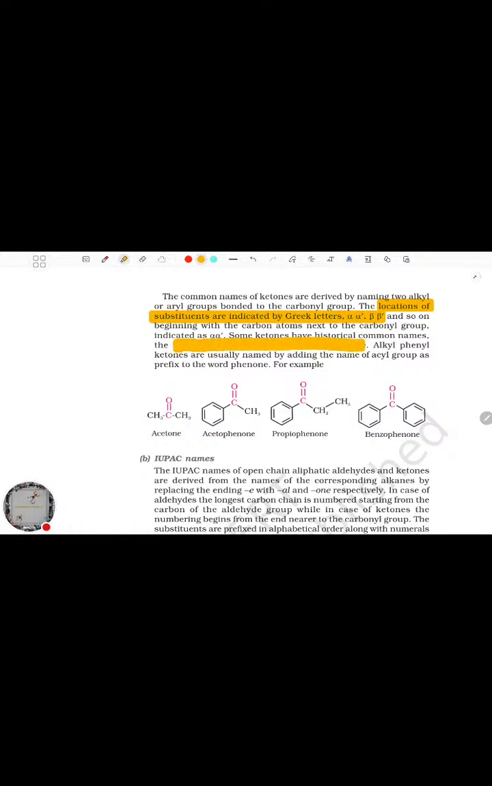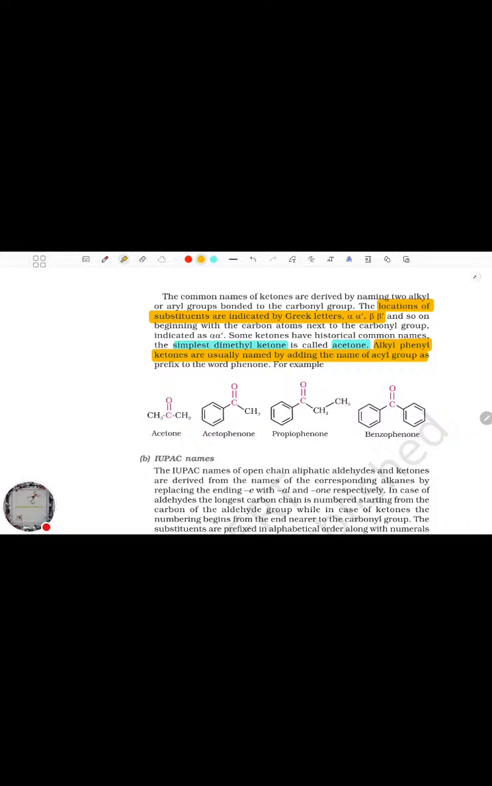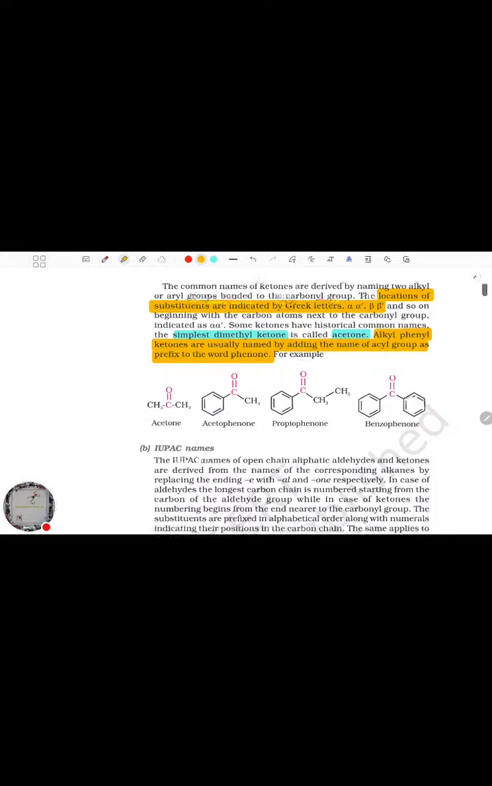Okay. Alkyl phenyl ketones are usually named by adding the name of the acyl group after the prefix. So I think this one has to be marked in yellow color. And then the alkyl phenyl ketones are usually named by adding the name of the acyl group as the prefix to the word phenone. So let's see the examples first.